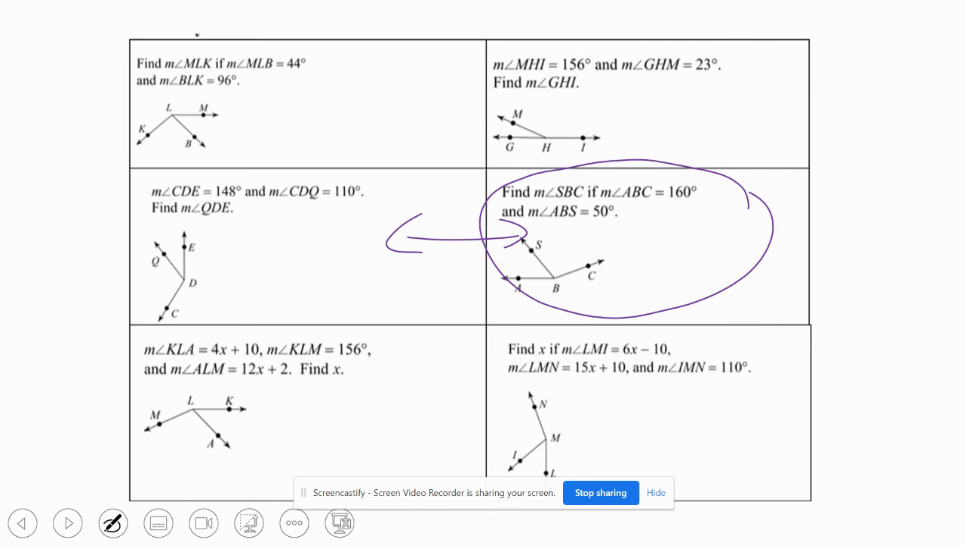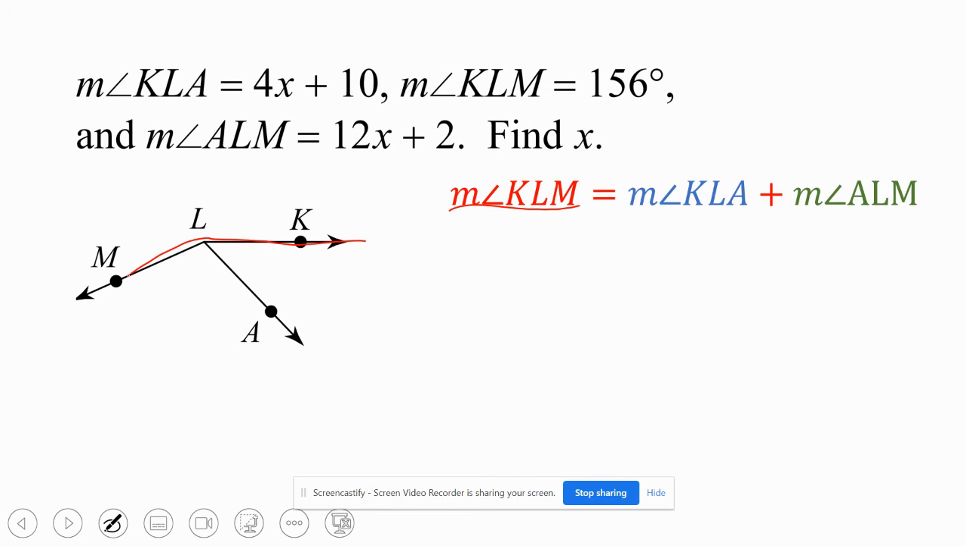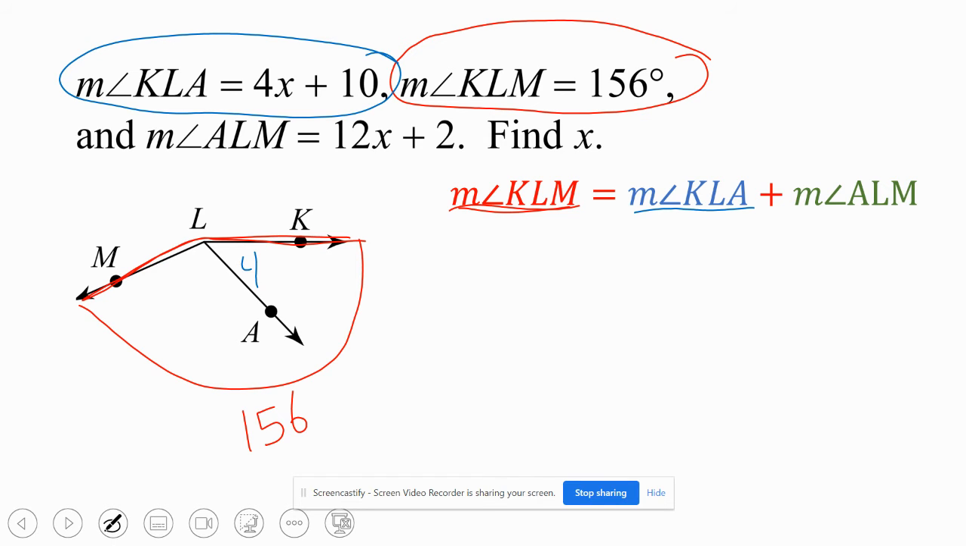Now I'm going to go on to the next one. Here it gets a little more tricky. So we start out always the same way. The measure of angle KLM. So this is KLM. This is the whole thing. And in my problem, it says KLM is 156. So the whole thing is 156. Then measure angle KLA is 4x plus 10. So I write that in here, 4x plus 10. ALM is 12x plus 2.